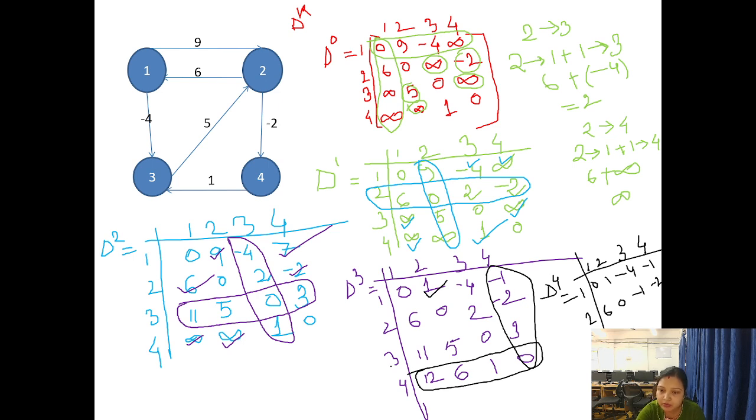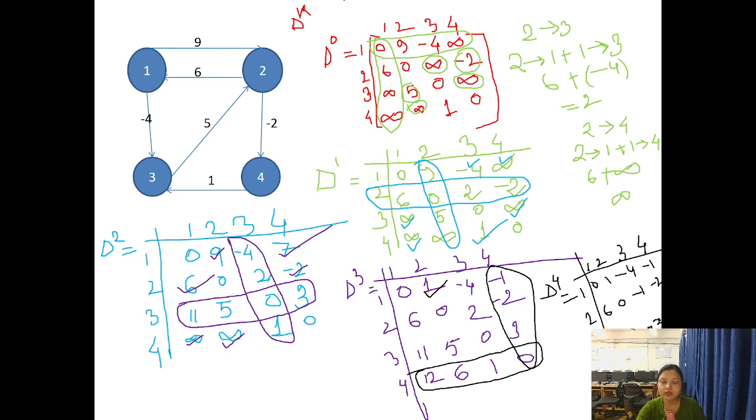Okay, next is 3 to 2. So 3 to 2 will be 3 to 4 and 4 to 2. So 3 to 4 is 3 and 4 to 2 is 6. So 6 plus 3 is 9 and it is 5. So we will keep 5 only. Okay, next one is the diagonal one and the last one is the intact one, 3. And you know the last row is the intact one. So 12, 6, 1 and 0.